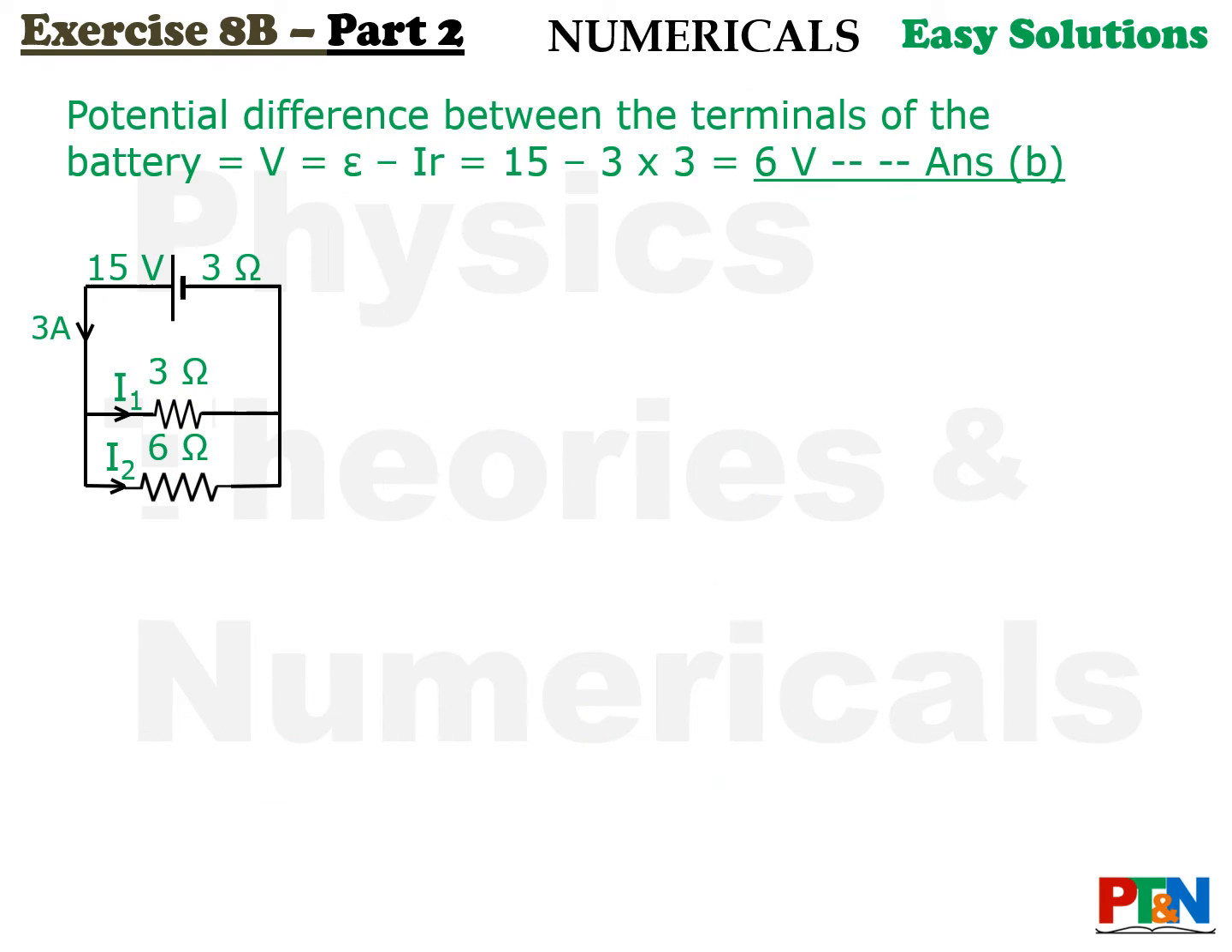Next, potential difference between the terminals of the battery, that is EMF minus internal drop. EMF is 15 volt, internal drop is 3 ohm into the current 3 ampere that we got. So it will be 15 minus 9, that is 6 volt. That is the answer to your question B.